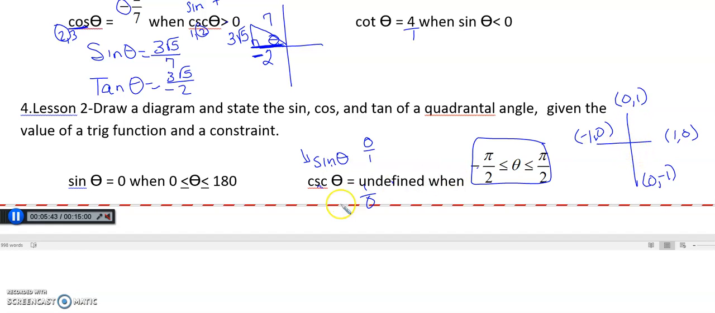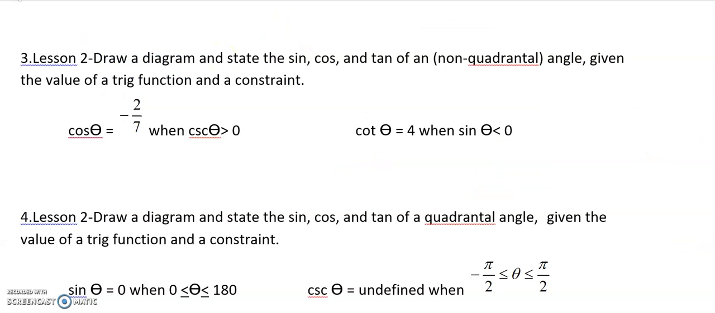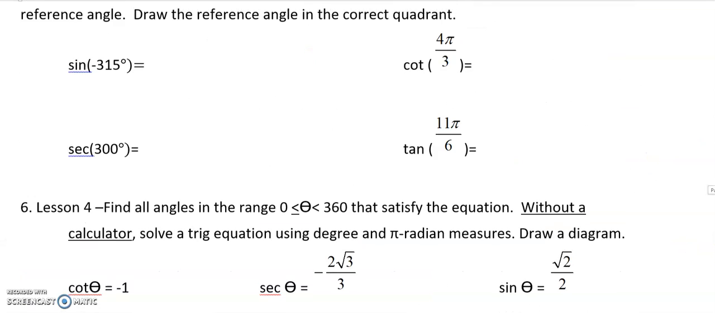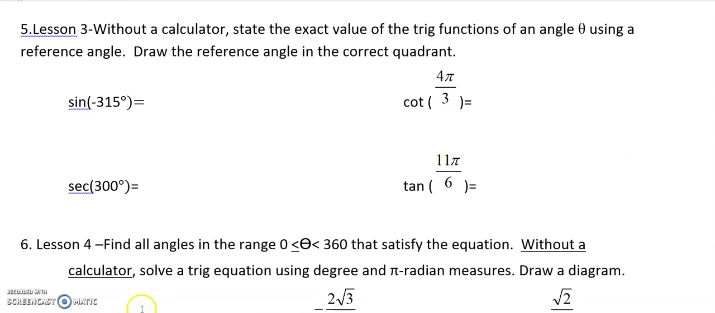So if the opposite side, or the y, is 0, y is 0 right here at 0 degrees. And that would be the angle that has a cosecant value of undefined. So you try the 0 one. And then the next thing is without a calculator.